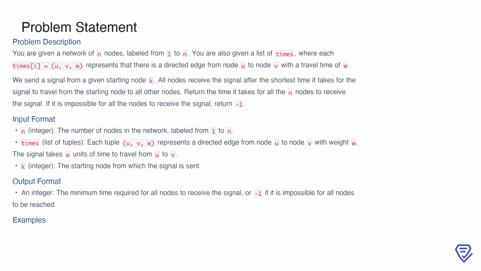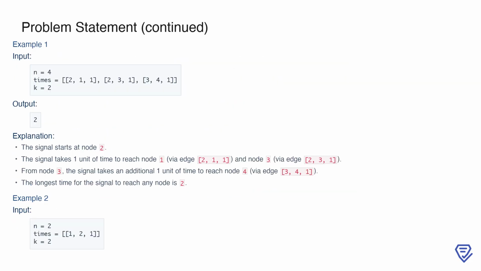For the input format, we're given the number of nodes n, the list of directed edges times, and the starting node K. The output is a single integer that represents the minimum time for the signal to reach all nodes, or -1 if not all nodes are reachable. Let's consider an example to understand the problem better.